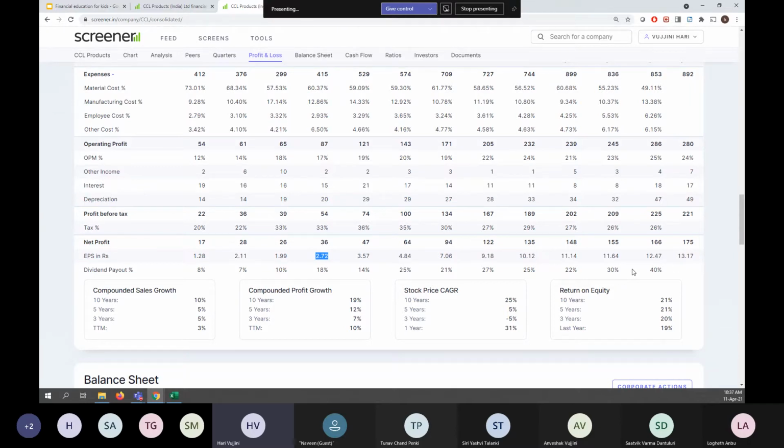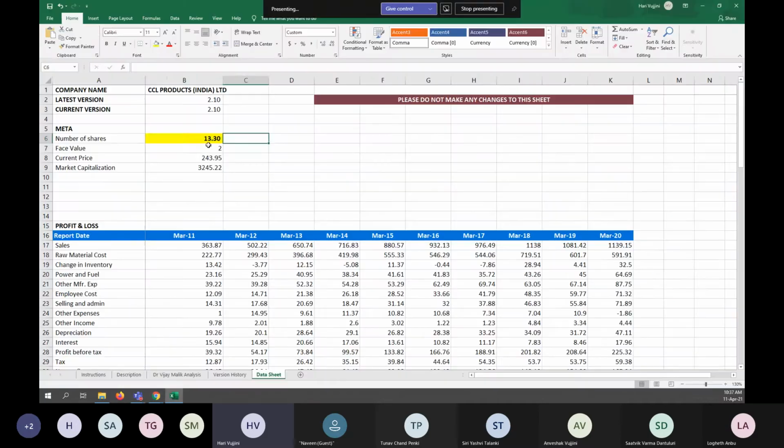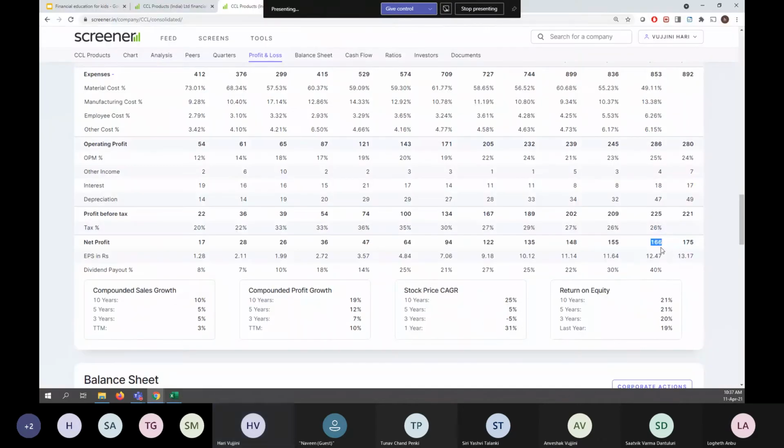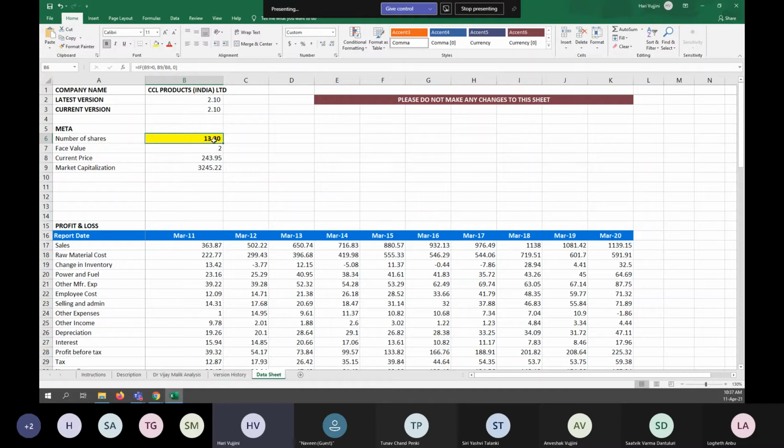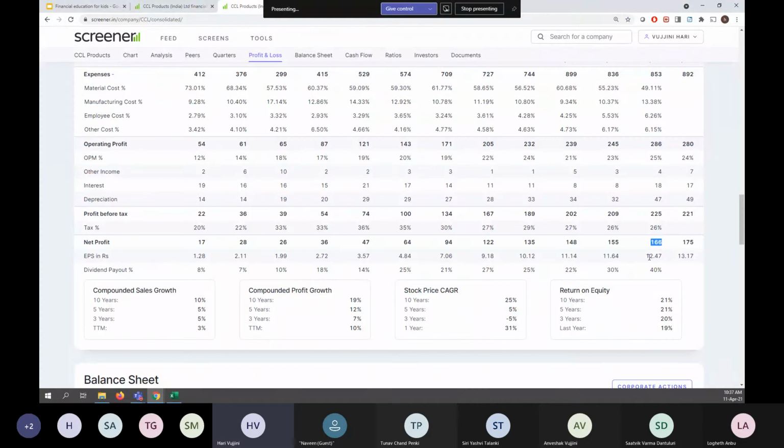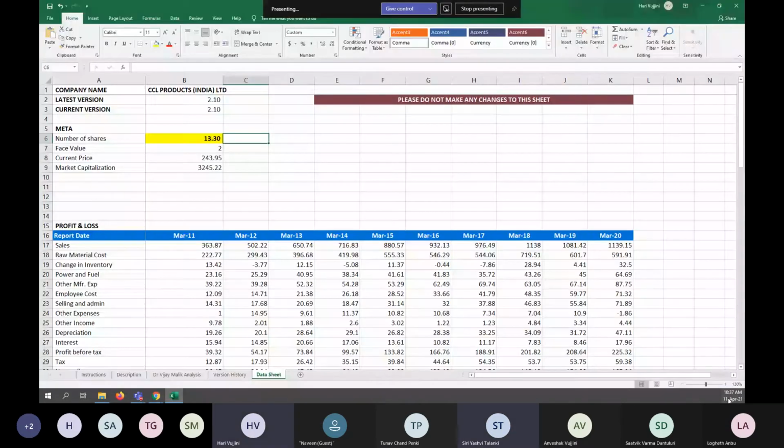So the total profit, you have to divide it by the number of shares outstanding. Here they made a profit of 166 million this year, and they have 13.30 million shares outstanding. So if you divide 166 by 13.30, you get 12.47. That's the profit per share. Does it make sense?